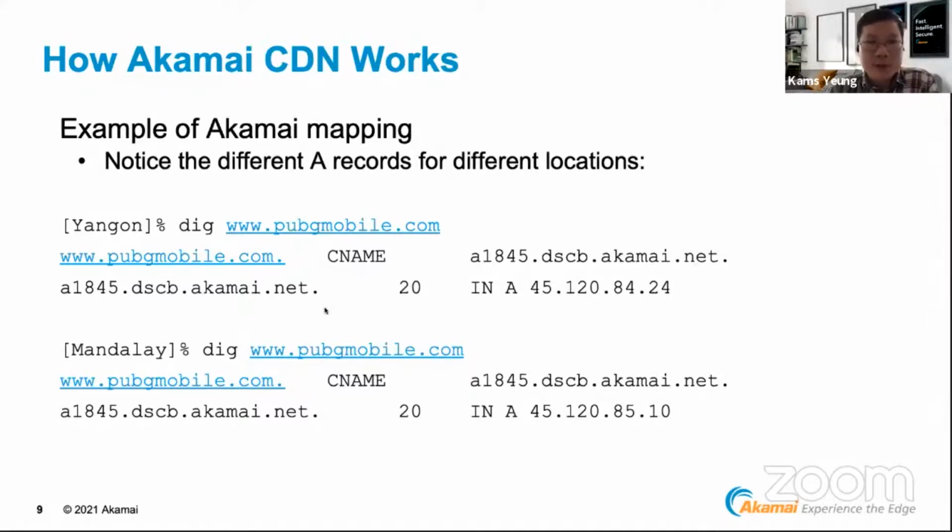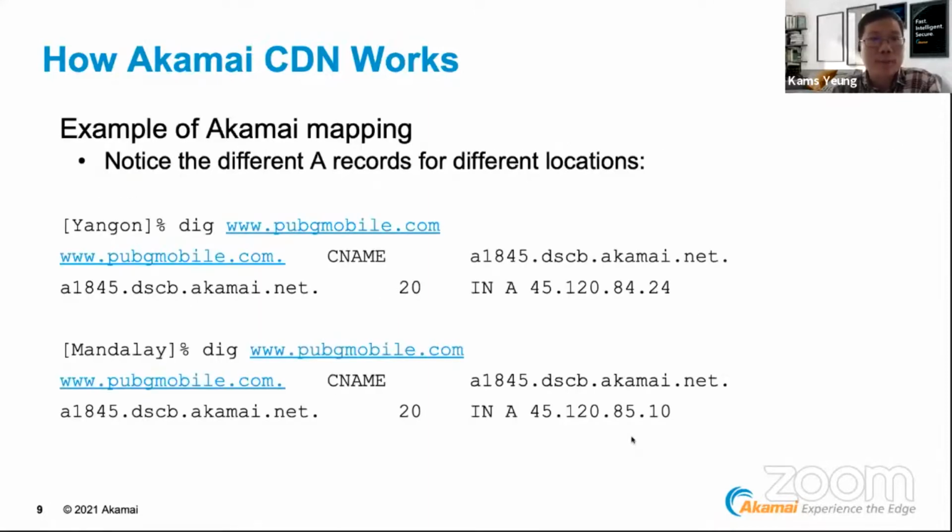And for the same hostname, if users are in different locations, let's say one user is in Yangon, then we will resolve them to this IP address, 45.120.84.24. And if the end user is in Mandalay, using a different DNS, then we resolve them to a different IP address, because we can recognize the different DNS IP addresses in different locations. So for Yangon users, we map them to our Akamai node in Yangon, and for users in Mandalay, we map them to our cache server in Mandalay.